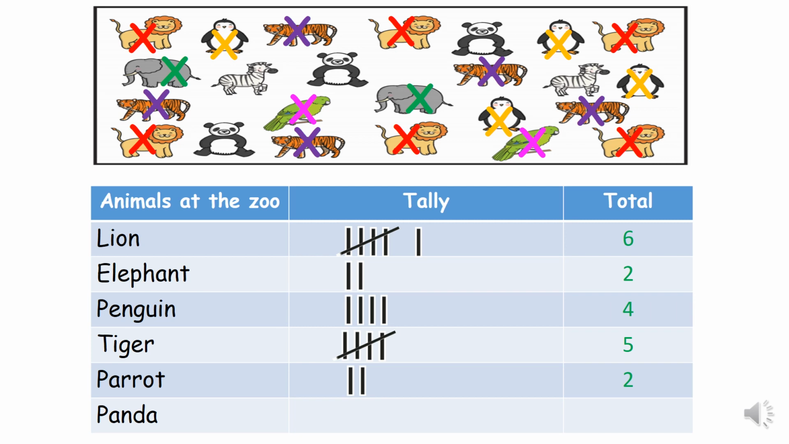Lastly, let's count the pandas together. 1, 2, 3. We write 3 in our total and we draw our tally. 1, 2, 3.